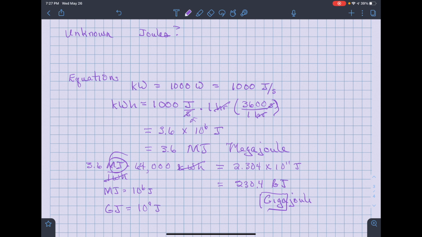So there we have it. That is the energy consumption, total energy consumption for 1 month in joules. As always, ask questions.